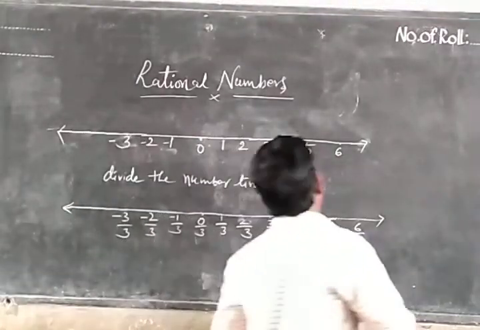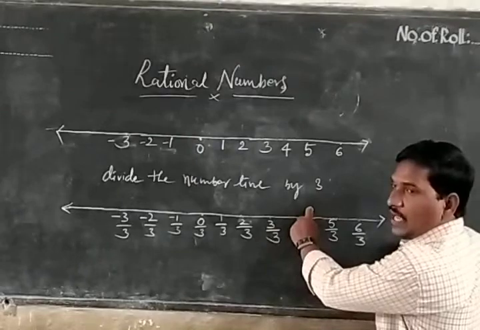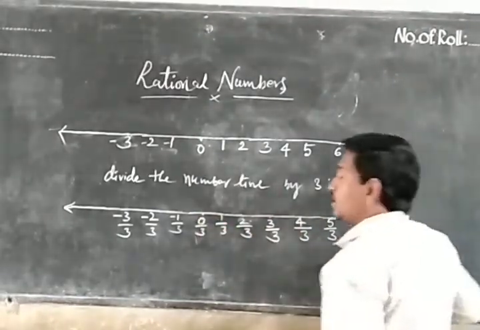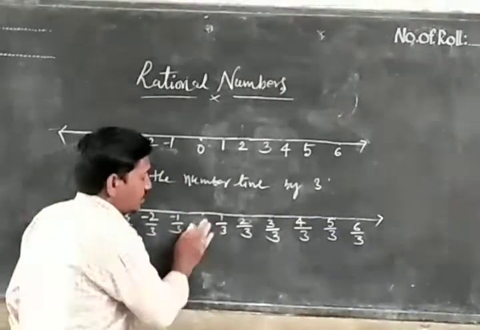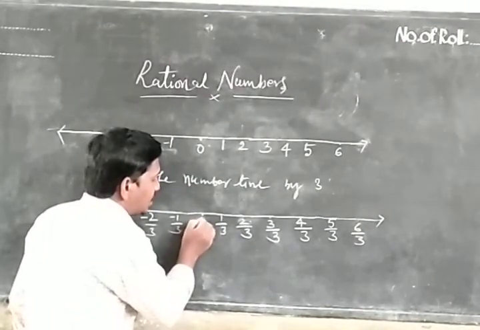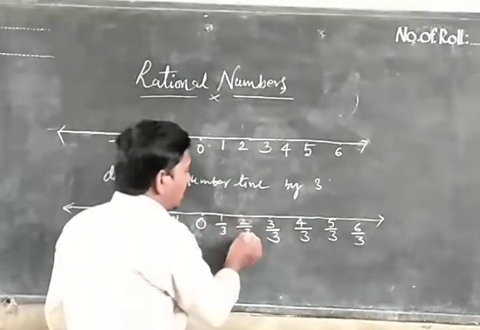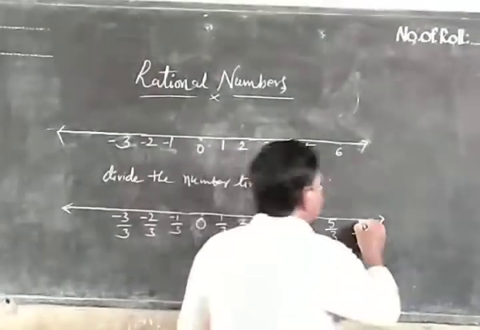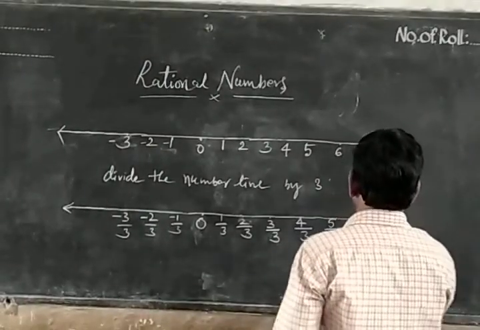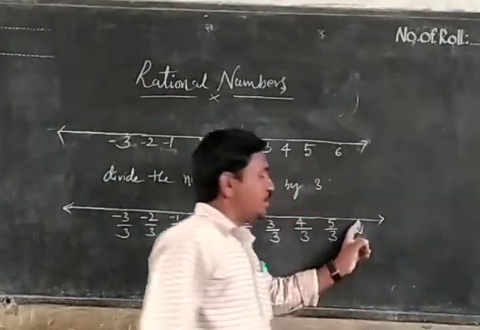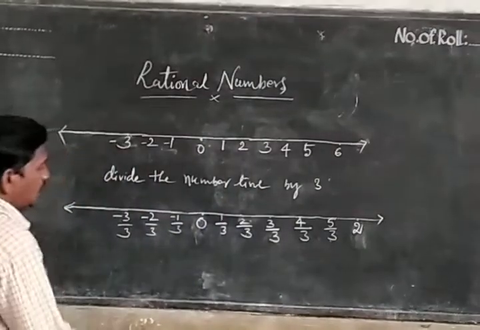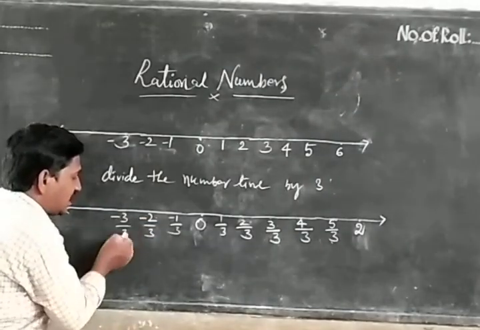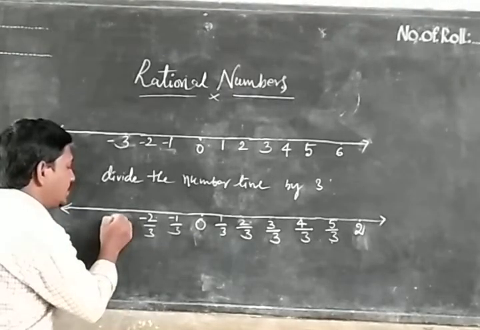Okay, now observe the total number line divided by 3. So 0 by 3 means 0. 1 by 3, 2 by 3. 3 by 3 is the same as 1. 4 by 3, 5 by 3. 6 by 3 means 2. Minus 1 by 3, minus 2 by 3. Minus 3 by 3 means minus 1.